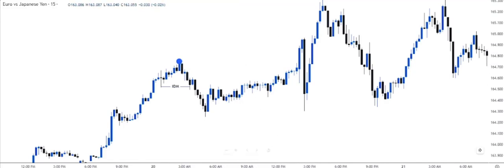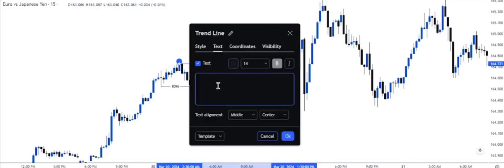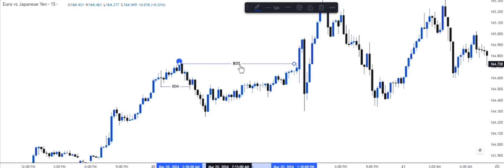It has to close above it, and as you can see, it closed above it. So that becomes your break of structure. Simple. That's your BOS. As simple. Once BOS is confirmed, your low is confirmed. All right, your low is confirmed. So this low is now confirmed.